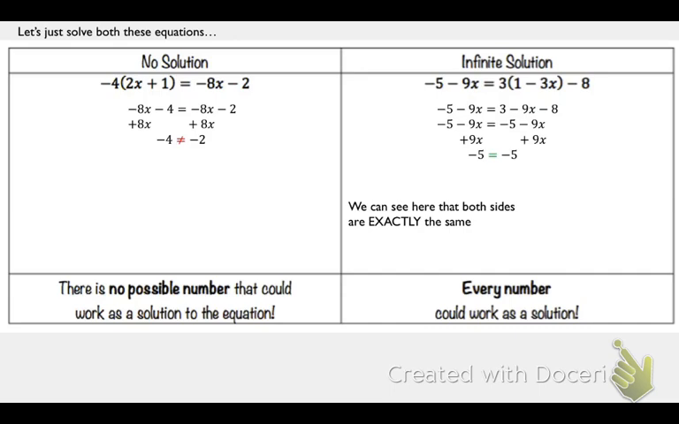So if you end up with two numbers that don't equal each other, that's no solution. Two numbers that equal each other, it's infinitely many solutions. Okay? Hopefully that makes sense.